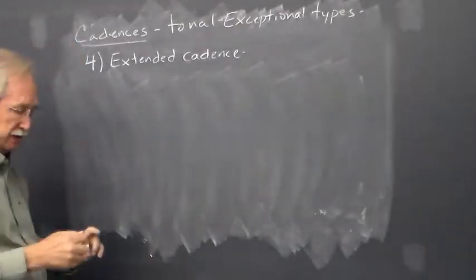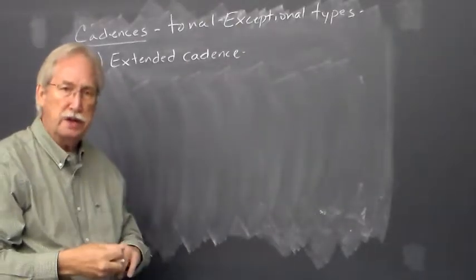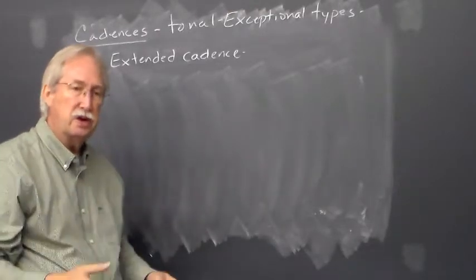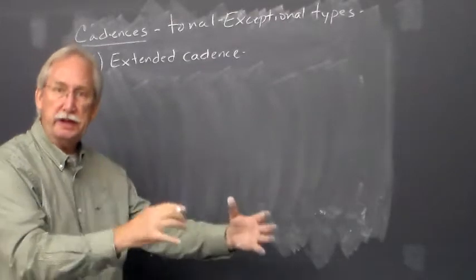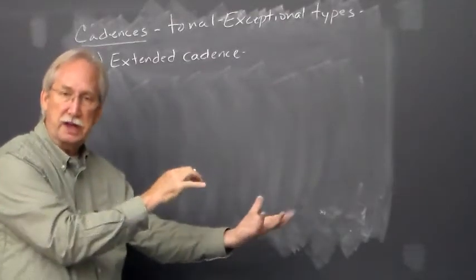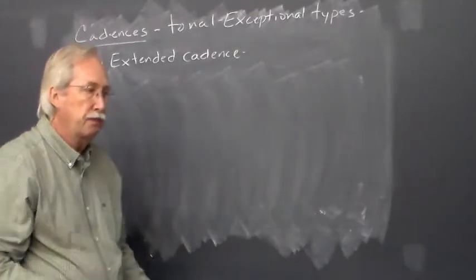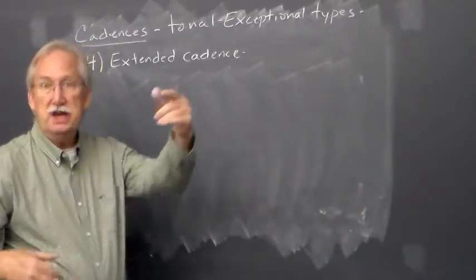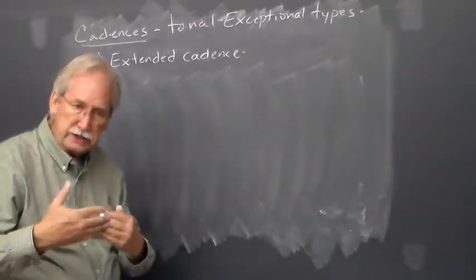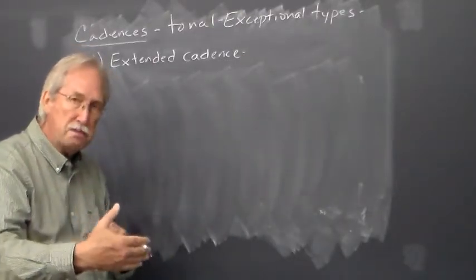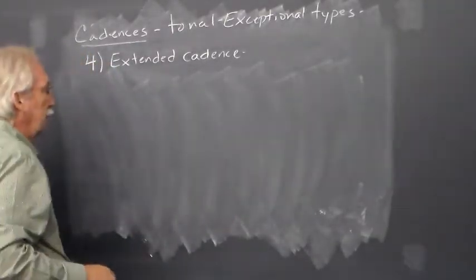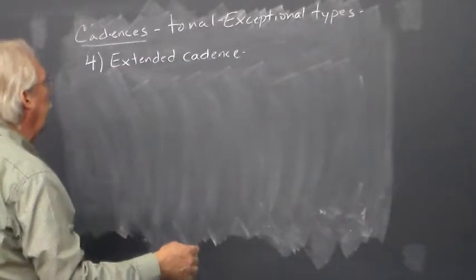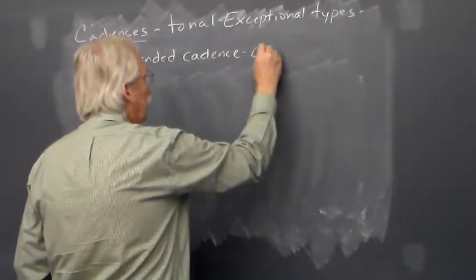And an extended cadence is just one in which the cadence chord is extended by either time notes or repetition. You keep repeating that same cadence chord harmony, or maybe arpeggiation. However, it's going to be extended more than one measure. So that'll be our criterion for that: the cadence chord.